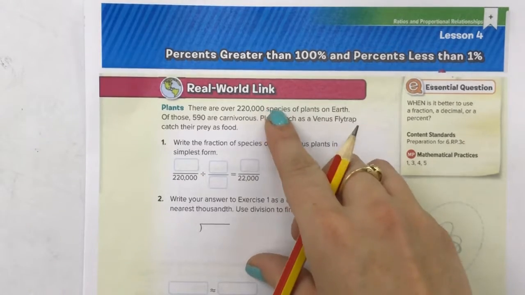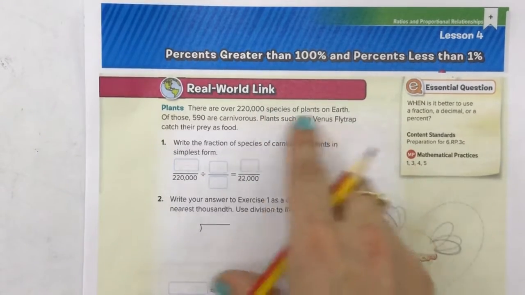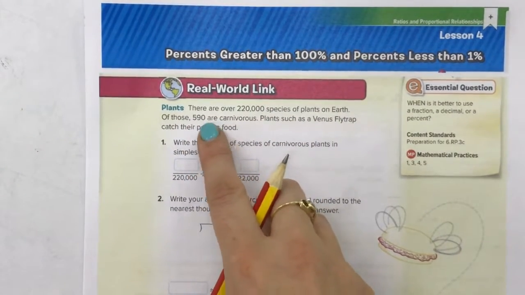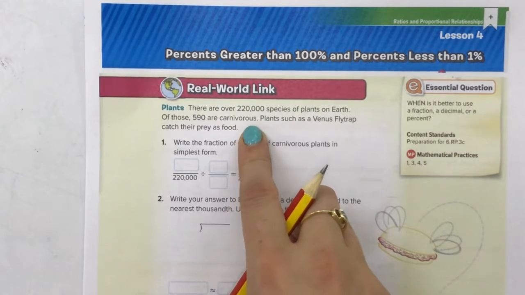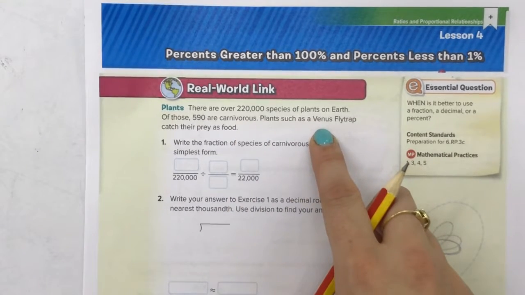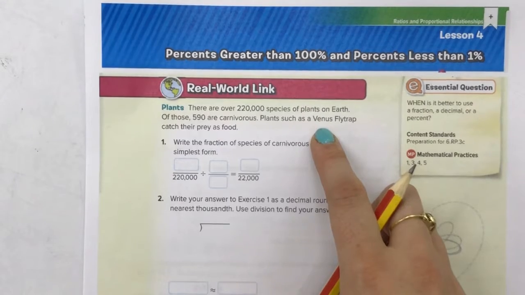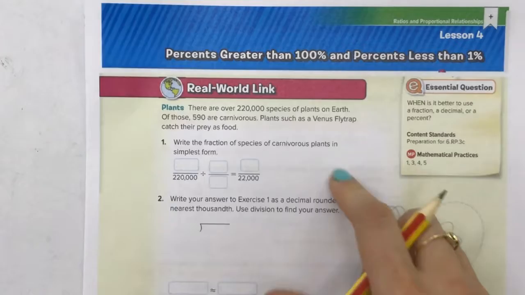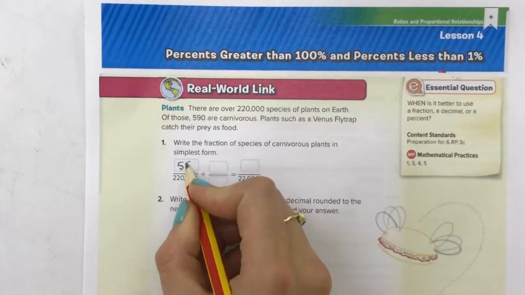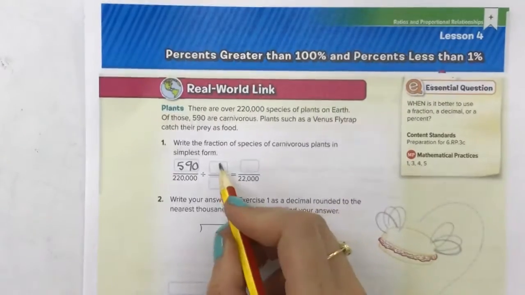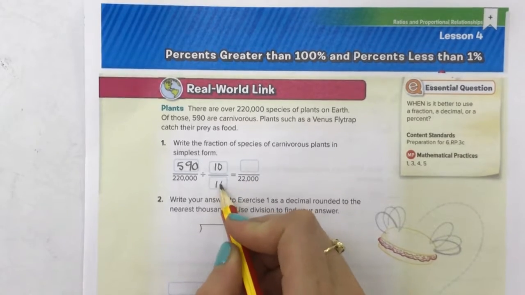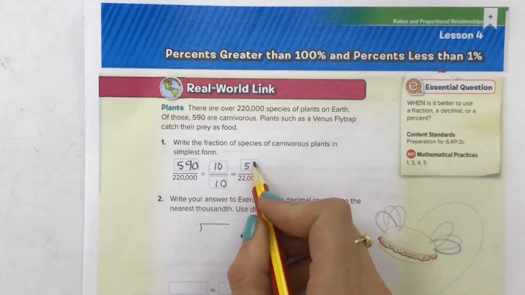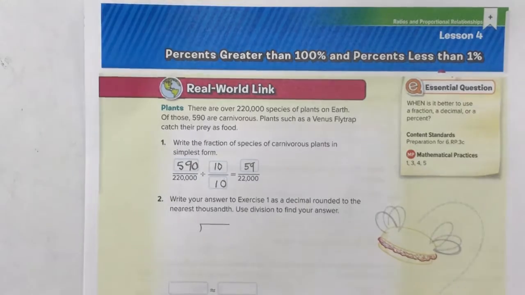There are over 220,000 species of plants on Earth. Of those, 590 are carnivorous. Plants such as the Venus flytrap catch their prey as food. Write the fraction of species of a carnivorous plant in simplest form. So you have 590. And to write in simplest form, we divide by 10, which gives us 59 over 22,000.